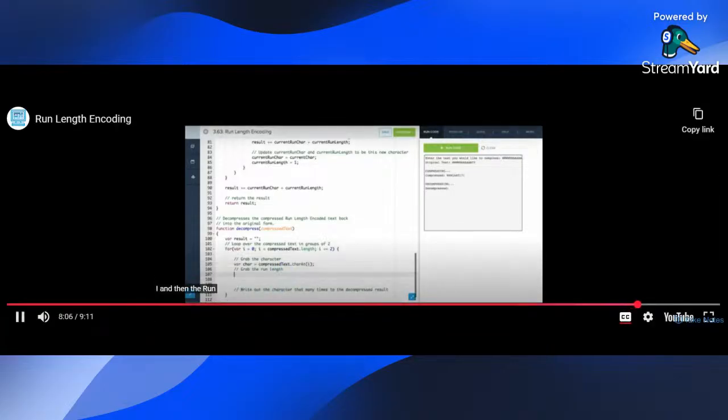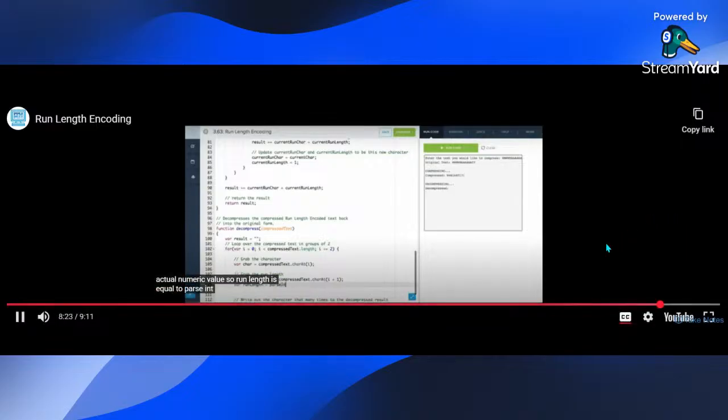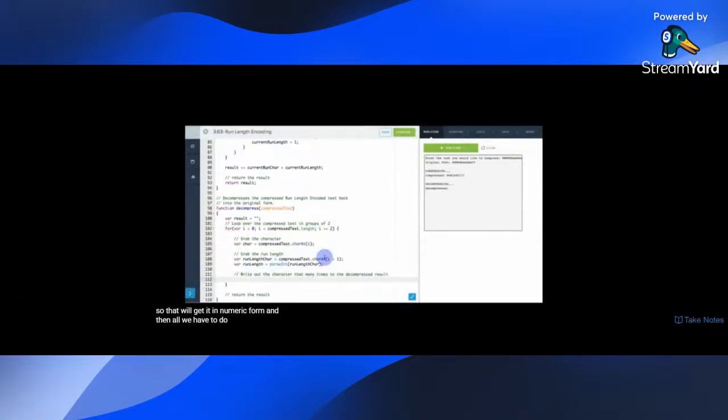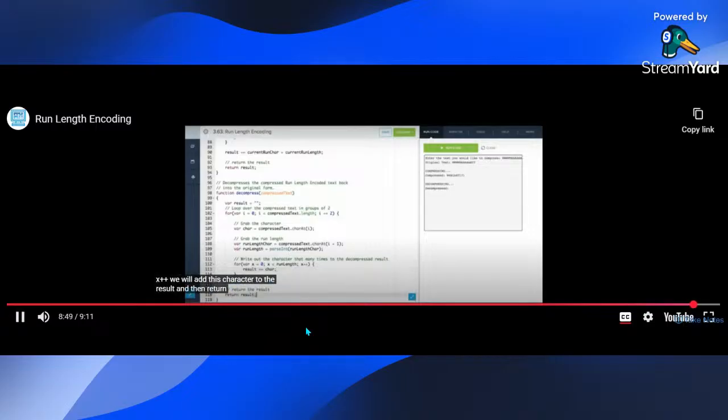And then the run length. Well, the run length character is going to be the compressed text character at that index, charAt(i plus 1), but we want the actual numeric value. So run length is equal to parseInt of the character, so that we get it in numeric form. And then all we have to do is loop this many times and add this character to the result. So for var x equals 0, x is less than run length, x plus plus, we will add this character to the result. And return. Let's see if the decompression works.